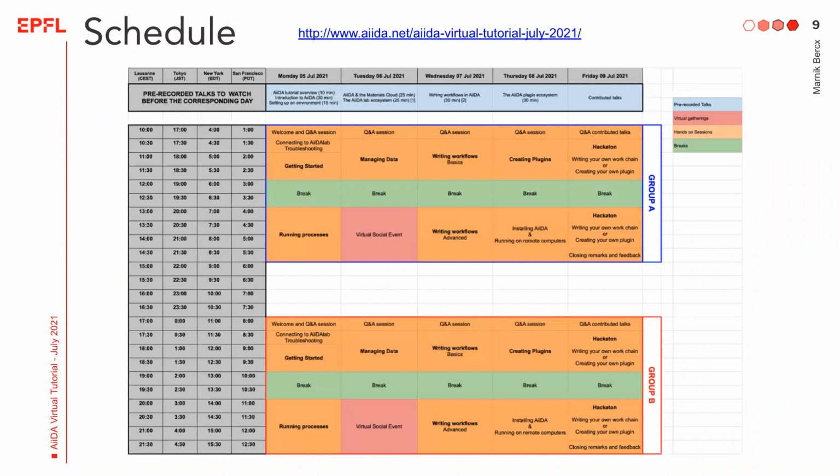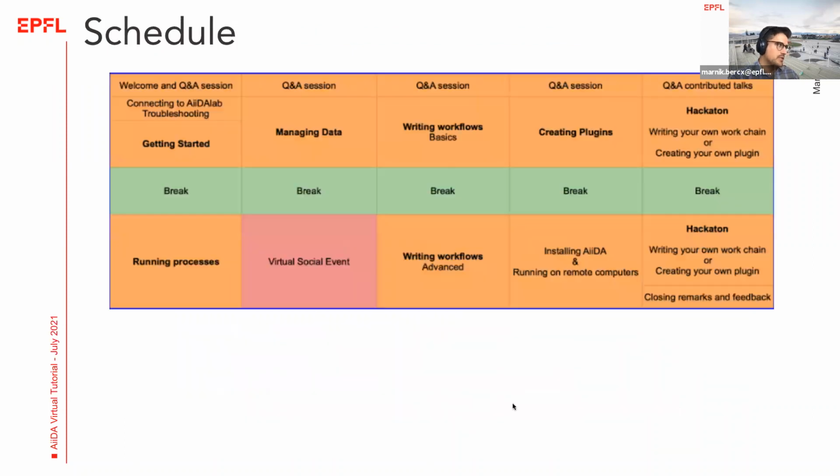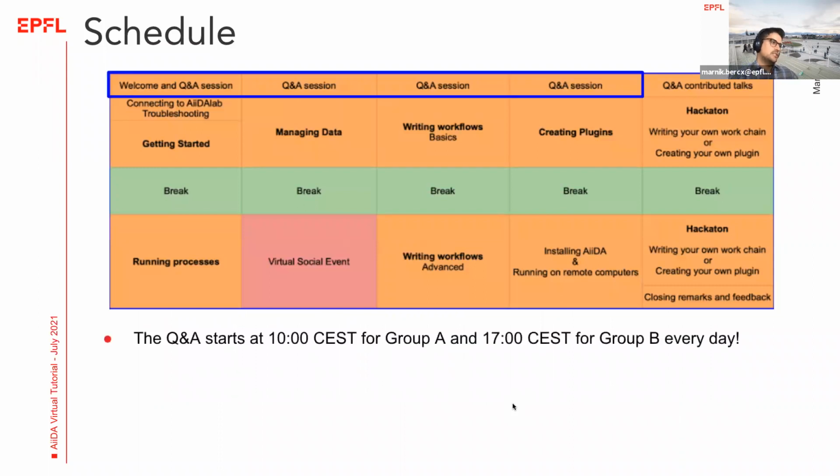So here you can see a complete overview of the tutorial schedule for both groups, with on top the presentation that you have to watch for the corresponding day. But let's zoom in on this a little bit and go over the different hands-on sessions, giving a brief explanation of each. As I've already mentioned, we'll start each session for the case of Group B at 1700 Central European Summertime, with a Q&A session for the talks of that corresponding day.